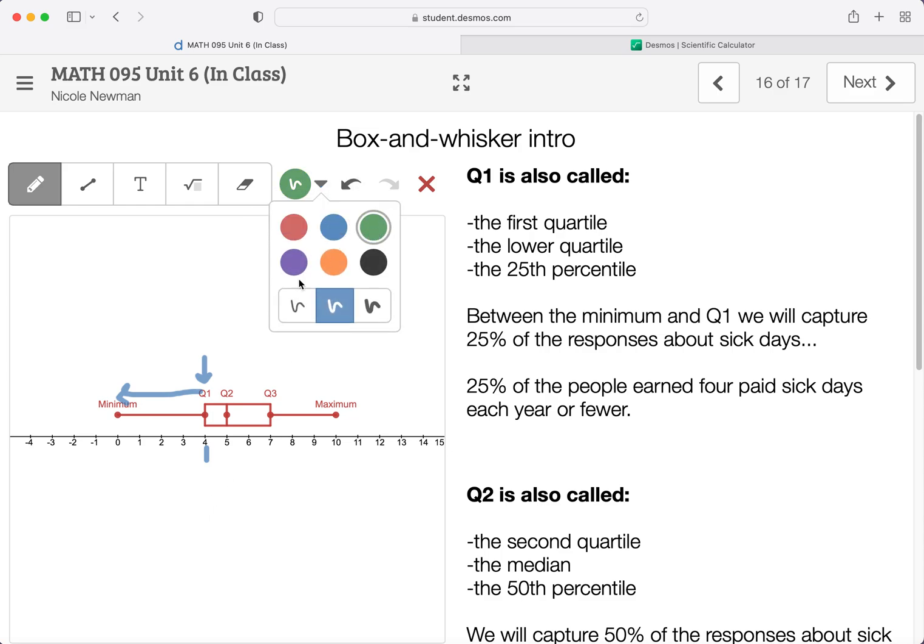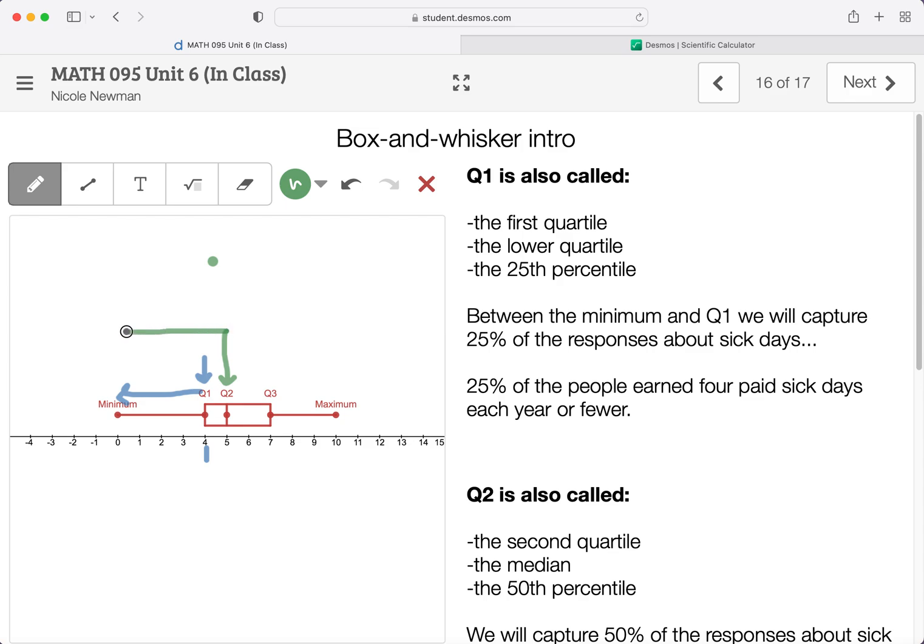Q2 happens to also be the median. There's Q2 right there. It is the median. If we measure from here over to the left, 50% of the survey responses would have had 5 sick days or fewer. So the median cuts things in half. That's where that 50% comes from. Q2 is also called the second quartile, the median, the 50th percentile.